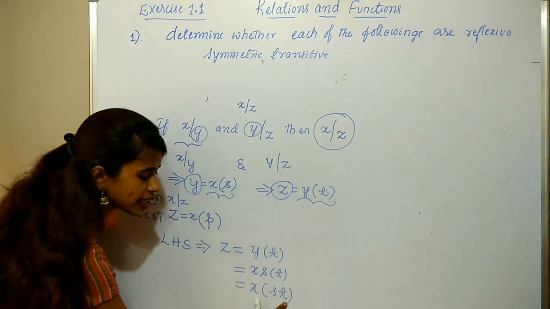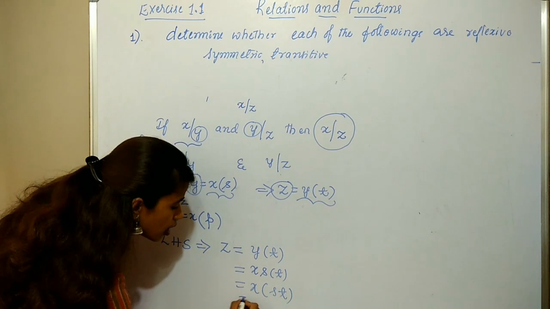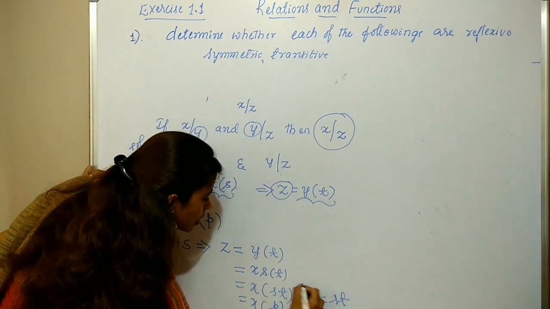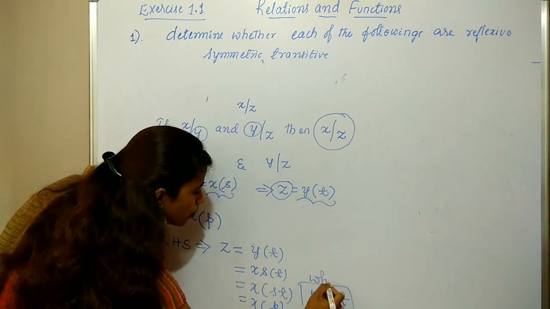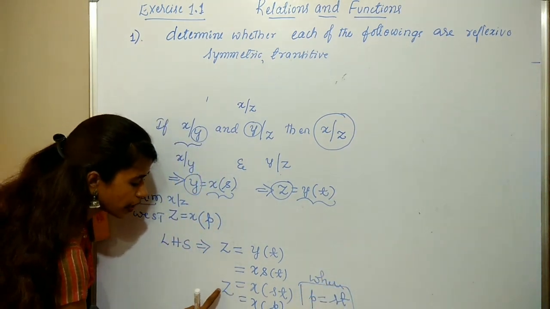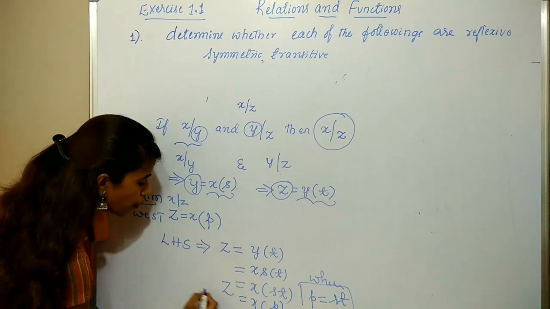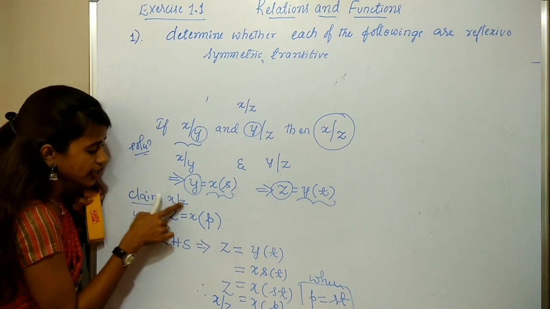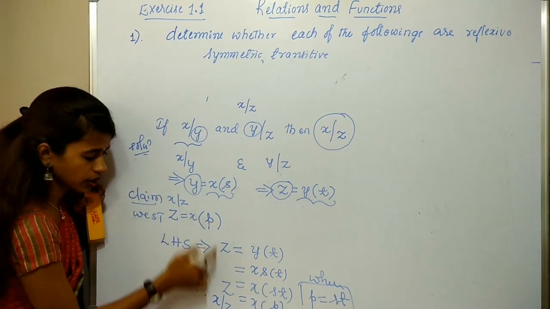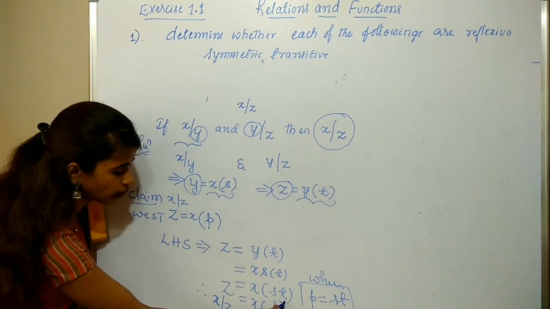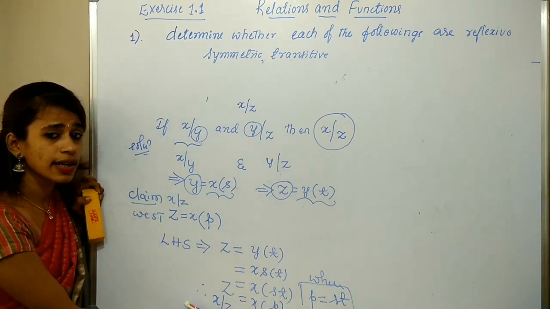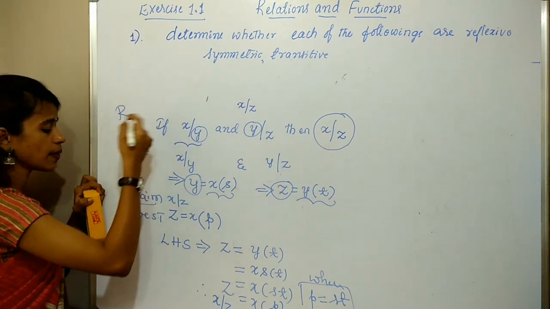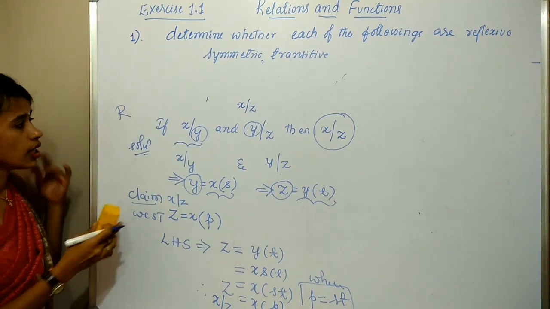s and t both are integers, and the product of integers is again an integer. I am taking that integer as p, where p is equal to st. So here we have z equal to x into something, therefore x divides z. To show that x divides z, z must be equal to x into something. So we have the value, therefore x divides z. Is it clear? So the given divisibility relation is transitive. Okay, so next problem.